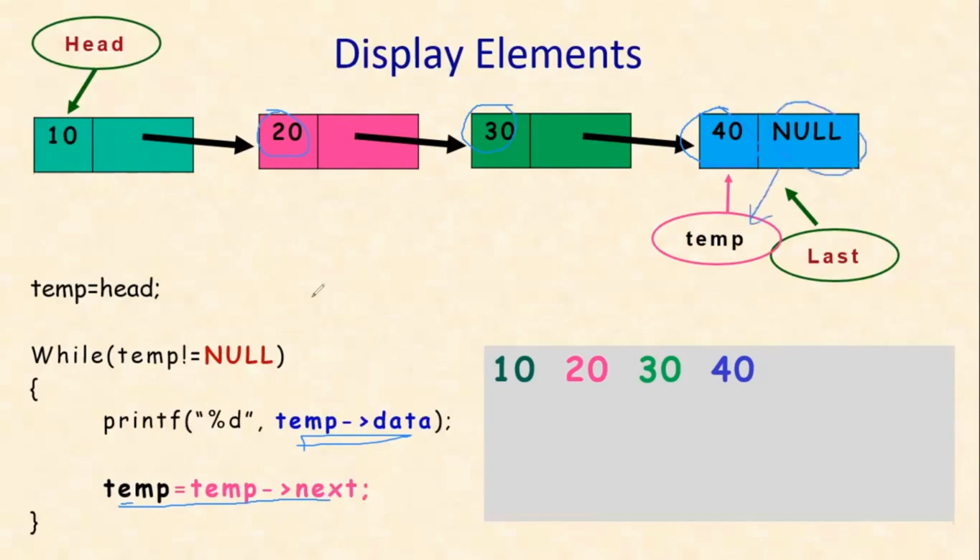Now in the next iteration, I'm going to check the while loop, whether temp is not equal to null or not, and temp is equal to null, so this condition will fail, and you will come out of the loop. So the process ends here. Now you have displayed all the elements of the list by traversing from head to tail, the last element. Okay, so this is how we usually create a list and display elements of a list.